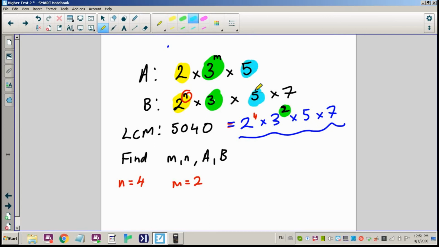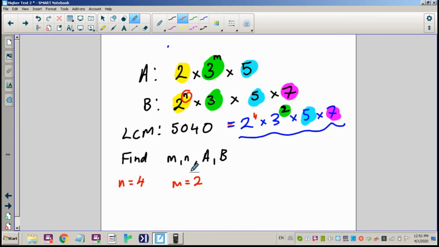5 appeared in both, and it appeared to the same power. Hence, in the lowest common multiple, it appeared to that same power. And then 7 was included because the bottom number b had a prime factor of 7. So we've now worked out what m and n are.